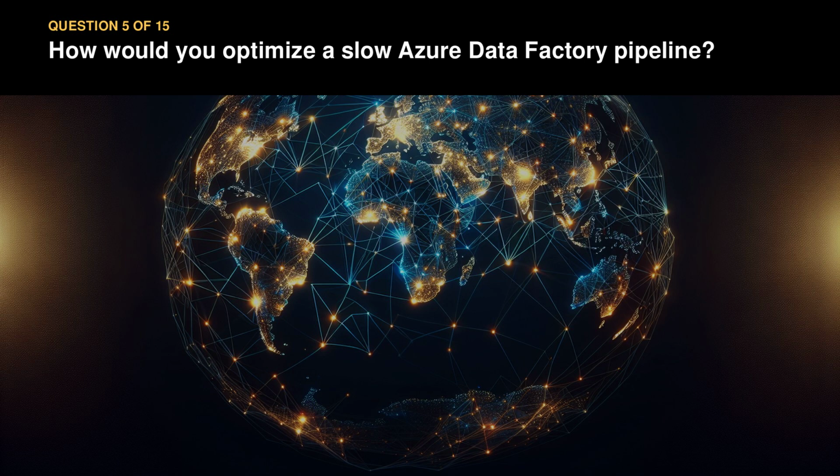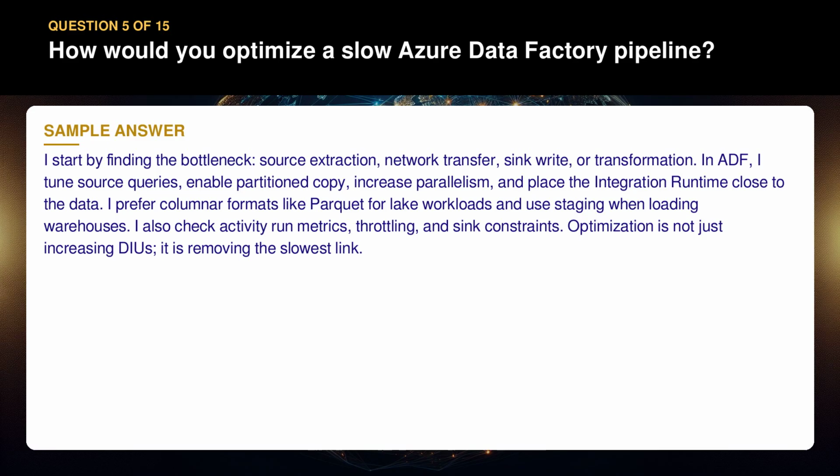Question 5. How would you optimize a slow Azure Data Factory pipeline? I start by finding the bottleneck: source extraction, network transfer, sink write, or transformation. In ADF, I tune source queries, enable partitioned copy, increase parallelism, and place the integration runtime close to the data. I prefer columnar formats like Parquet for lake workloads and use staging when loading warehouses. I also check activity run metrics, throttling, and sink constraints. Optimization is not just increasing DIUs, it is removing the slowest link.